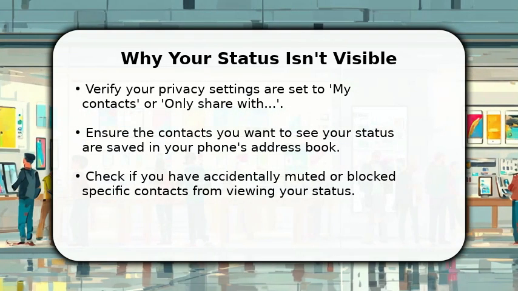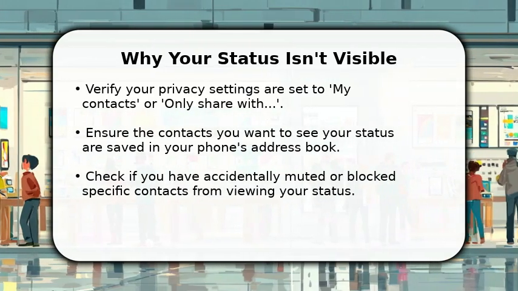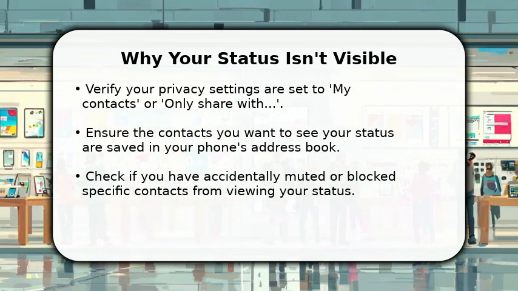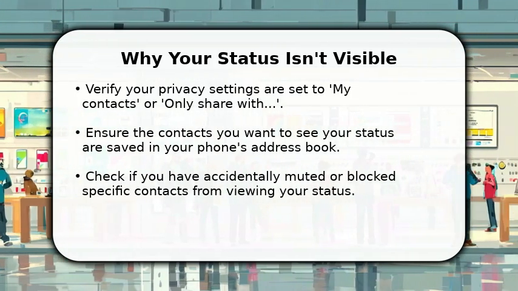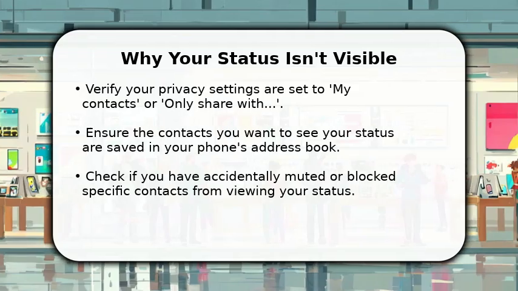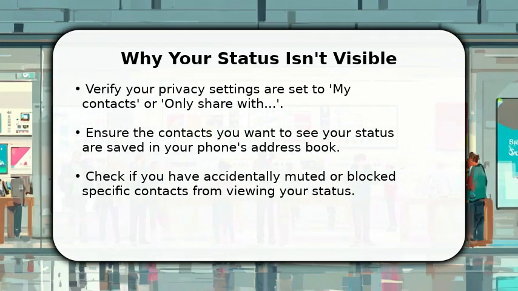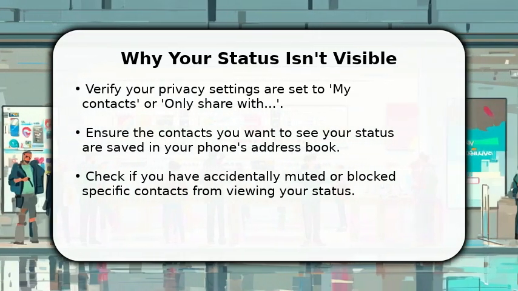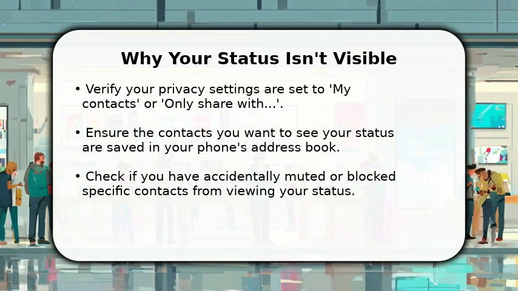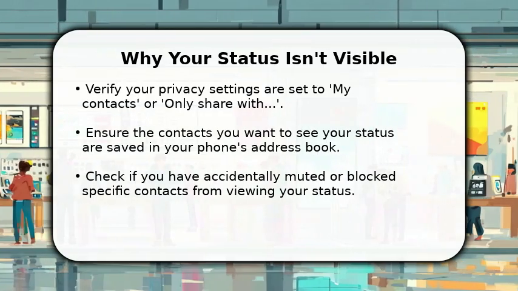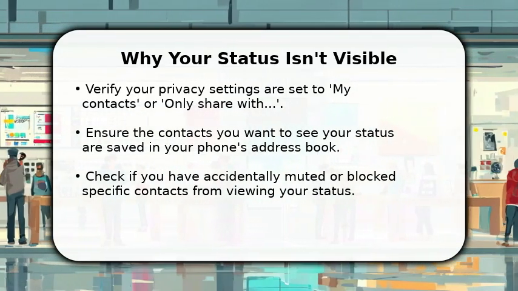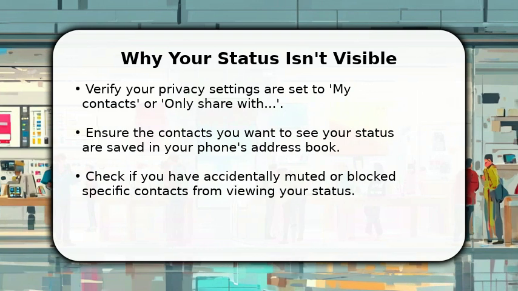In this video, I will explain why people can't see your WhatsApp status. First, navigate to your WhatsApp settings and tap on Privacy, then Status. Make sure your visibility is set to My Contacts or Only Share with specific individuals. It's crucial that the people you want to see your updates have your number saved in their phone. Also, double-check that you haven't inadvertently muted or blocked them from viewing your status, as this is a common oversight.